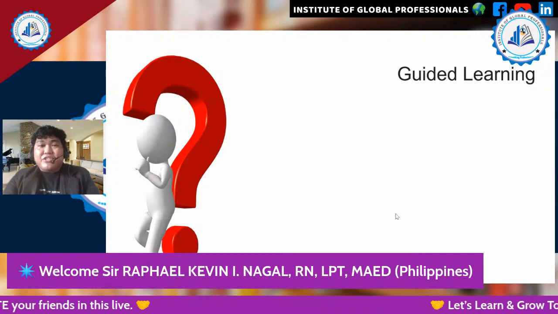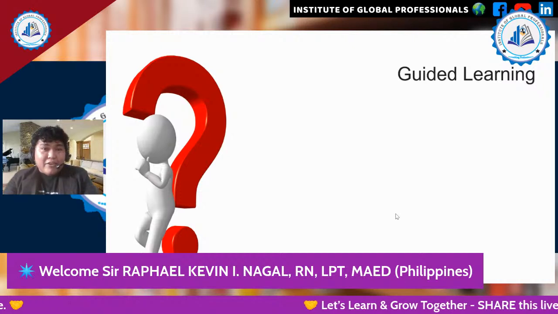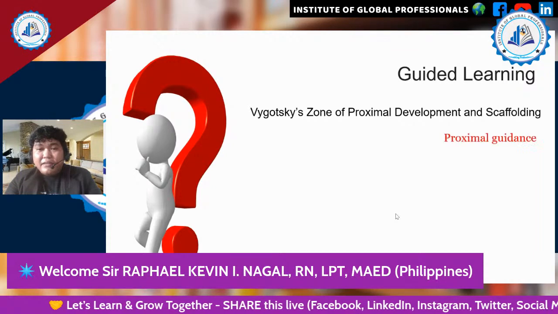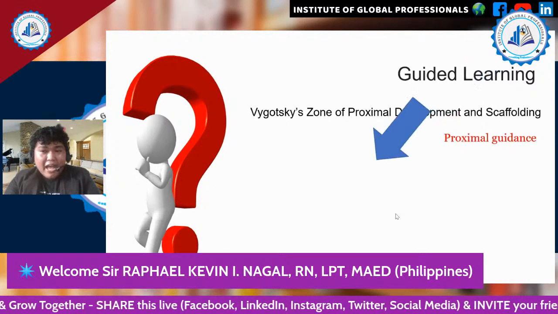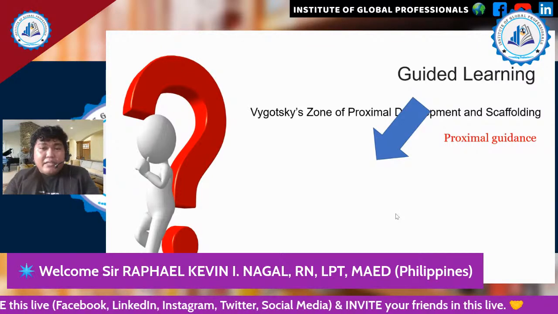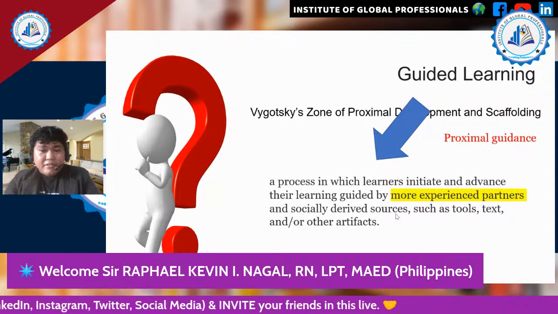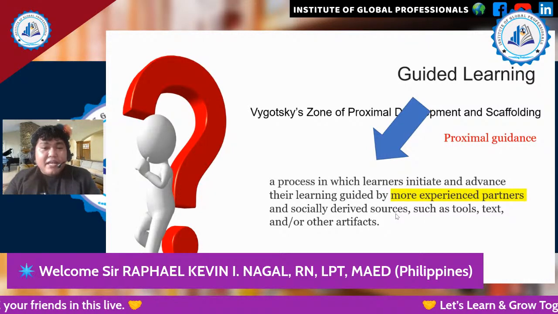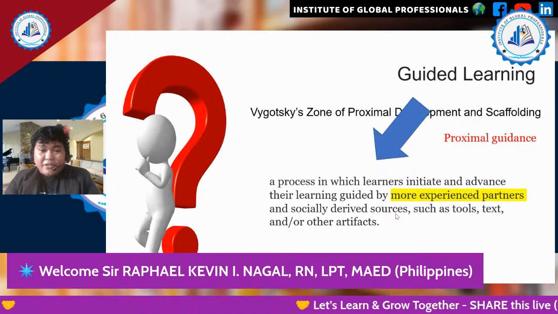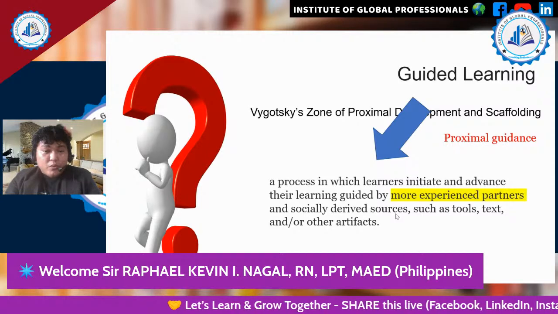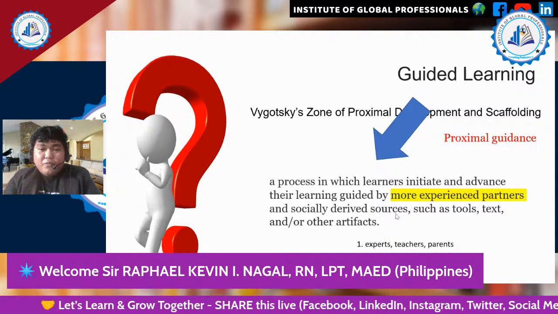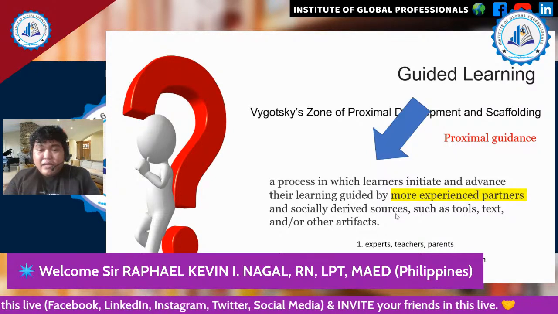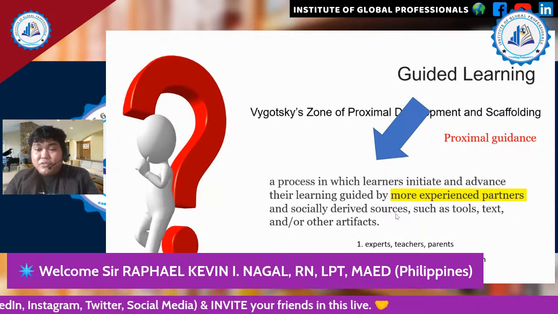All of these researches are actually anchored through guided learning. With Vygotsky's zone of proximal development and scaffolding, it has been realized that proximal guidance is necessary for the development and growth of the learners. This is a process in which learners initiate and advance their learning guided by advanced partners and socially derived resources such as tools and other artifacts. These guides include teachers, parents, experts, and some other artifacts and social forms and norms.